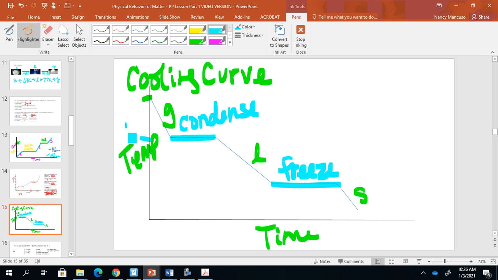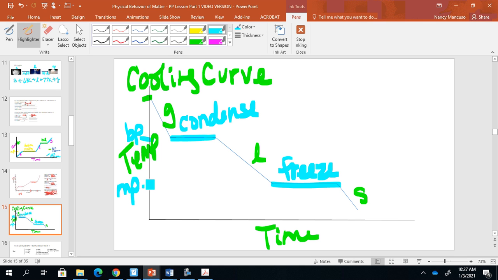This is still the boiling point. The only difference is I'm going down instead of up, but it is the exact same temperature. And the freezing happens at the melting point. So the melting point is just the temperature at which you can change from a liquid to a solid or a solid to a liquid. So right now we aren't melting, we're freezing, but it's the exact same temperature.